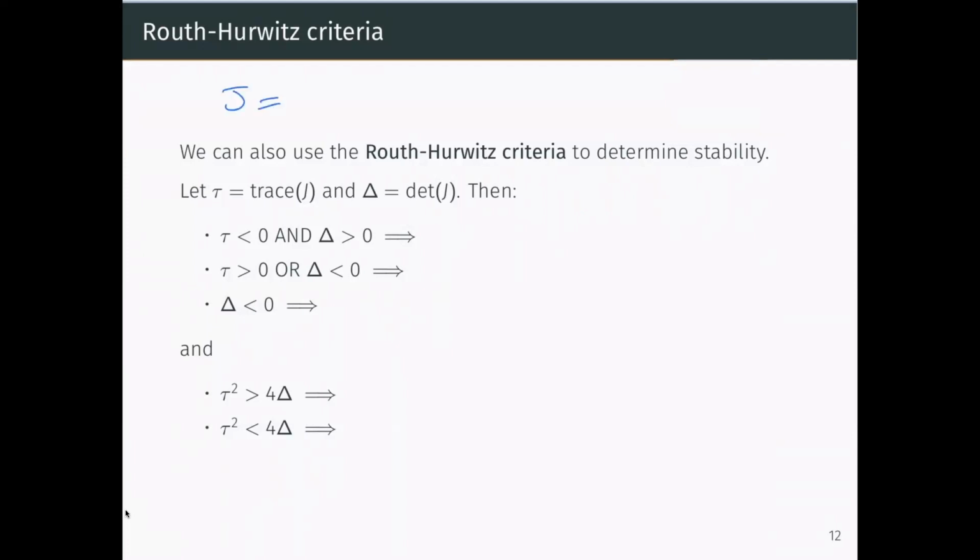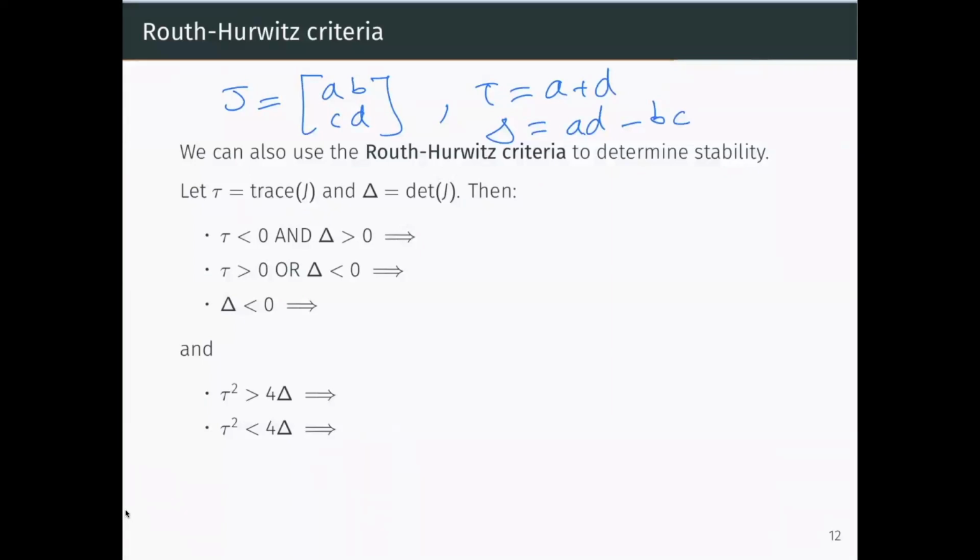So if we have a Jacobian like before, A, B, C, D, we can define our trace, which I'll call here tau, to be equal to A plus D, so the sum of the elements on the main diagonal, and then our determinant, which I'll call delta, is going to be A times D minus B times C.